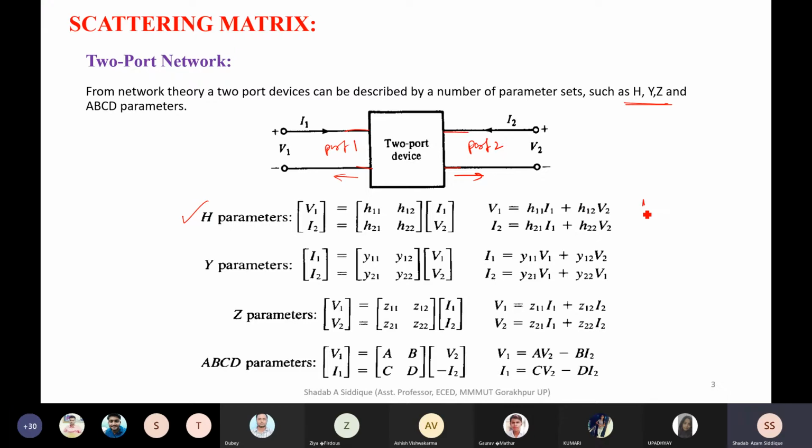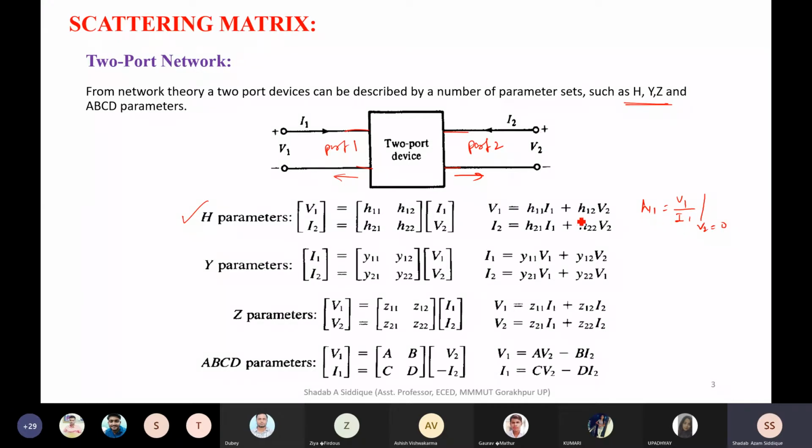Suppose we want to take H11. H11 comes out to be V1 by I1, taking into consideration that V2 is equal to 0. So one can say it can be short circuit, it can be open circuit. If you say V2 is equal to 0, that means this should be short circuited. So if you short circuit this terminal, you can find out the H11 parameter.